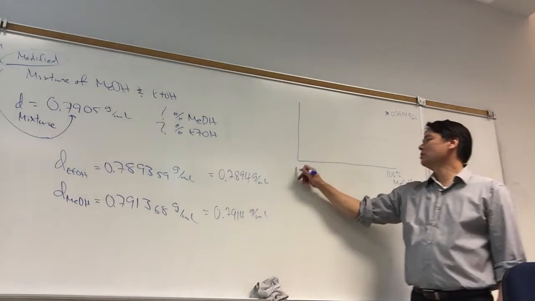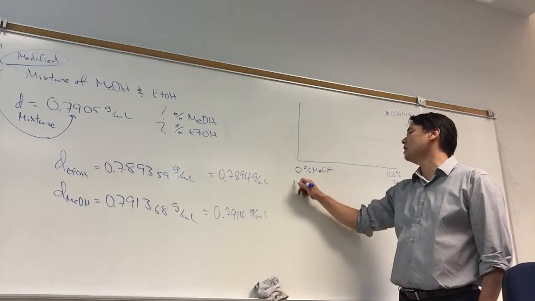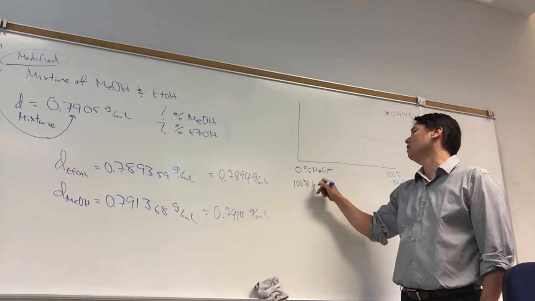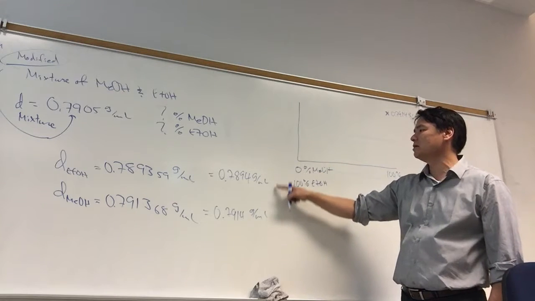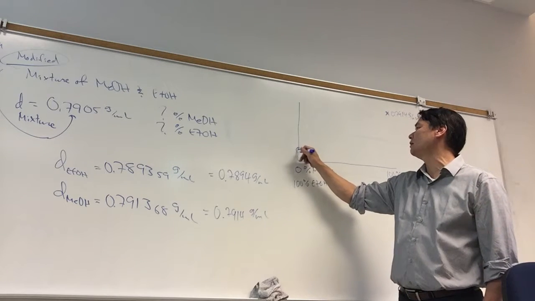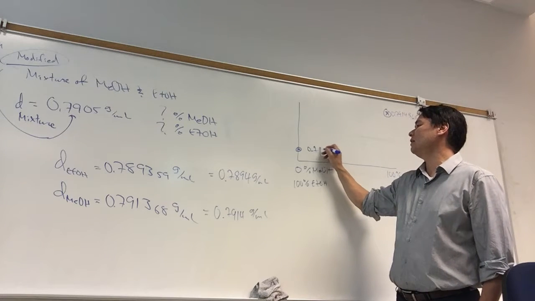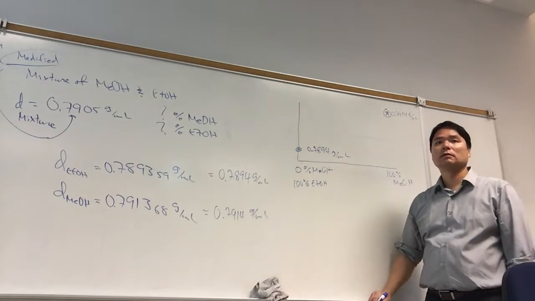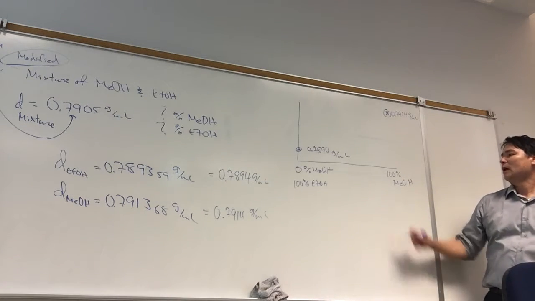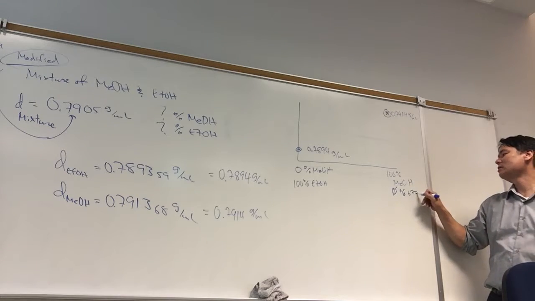If I have 0% methanol, then that must mean it's 100% ethanol. If it's 100% ethanol, what's its density? Its density is going to be down here at 0.7894 grams per milliliter. And so if it's 100% methanol, we have 0% ethanol. And so this is the graphical method.